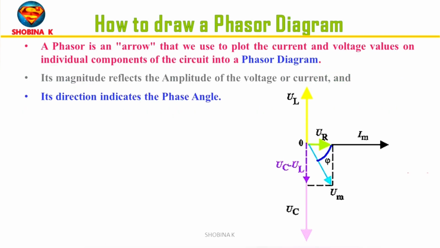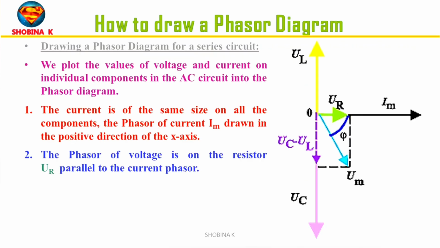A phasor is an arrow that we use to plot the current and voltage values on the individual components of the circuit into a phasor diagram. Its magnitude reflects the amplitude of the voltage or current and its direction indicates a phase angle. Now let's see how to draw a phasor diagram for a series circuit. First we plot the values of voltage and current on the individual components in the AC circuit into a phasor diagram. Here the current is the same size on all the components.